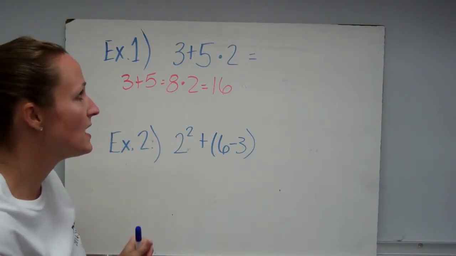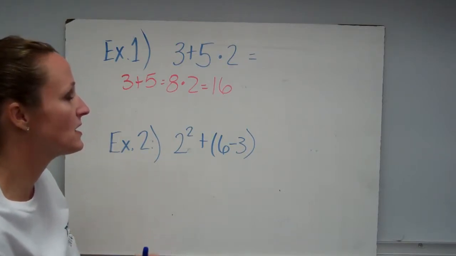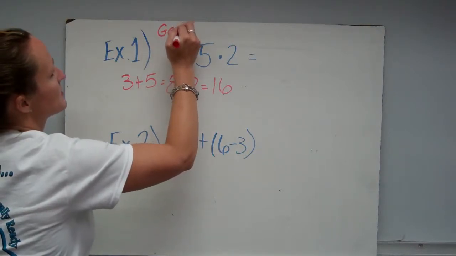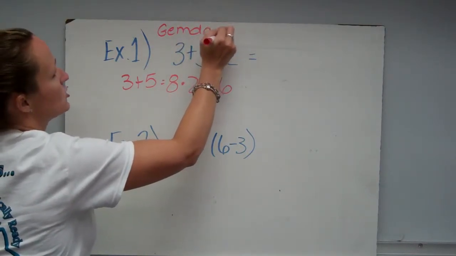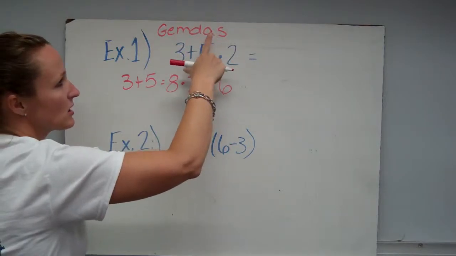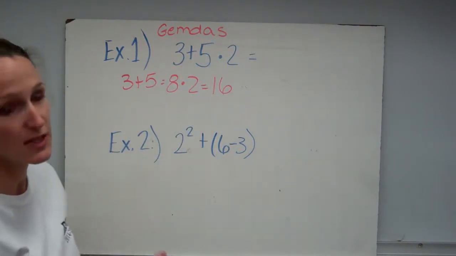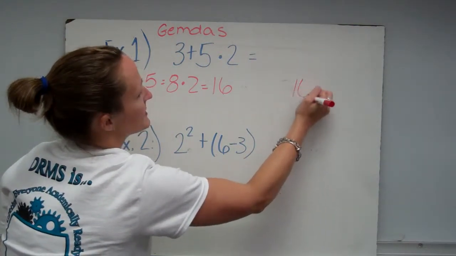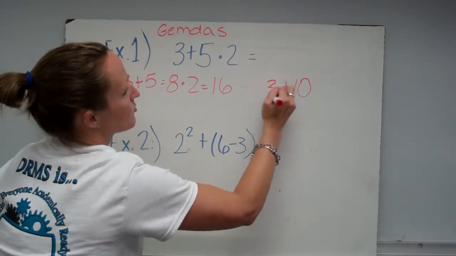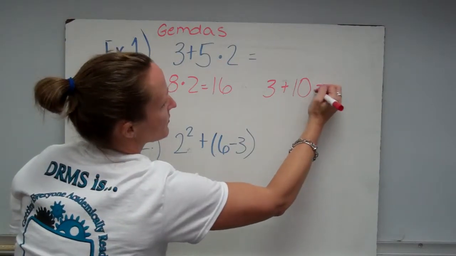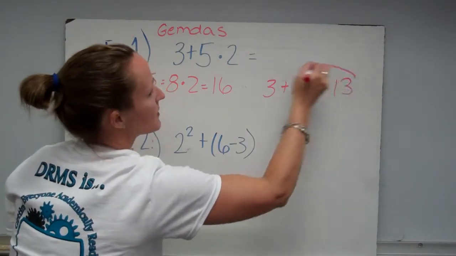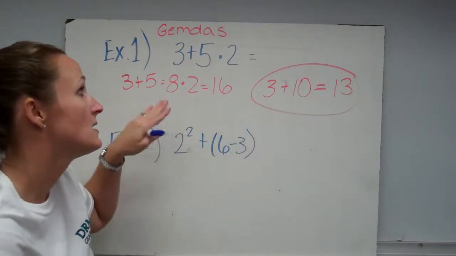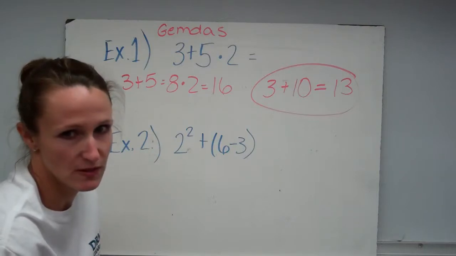Remember, it says multiplication and division in the same step, and it was GEMDAS. Notice that my M for multiplication comes before my A for addition. So let's try this problem again. 5 times 2 gives me 10. 3 plus 10 gives me 13. The answer to my problem is actually 13, not 16, as we originally thought.